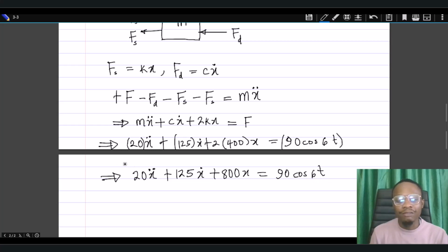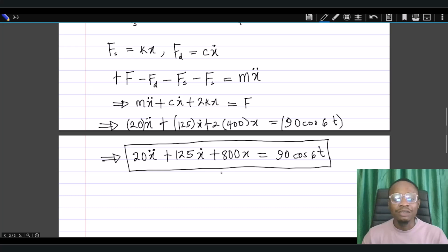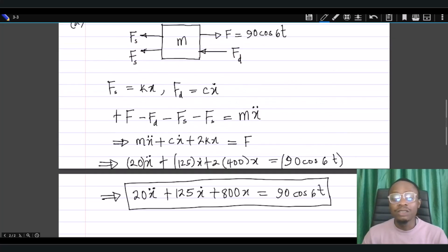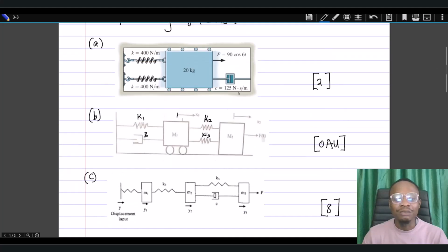We now have the mathematical model for the system. Nothing else is required of us here. Of course, you can give it a try personally and try to solve the differential equation. If you don't know how to solve differential equations, you can have a look at the course on ordinary differential equations just to refresh your memory. Okay, so let's move on. We just need the mathematical model, and we have it now. So we just move on to the next one.